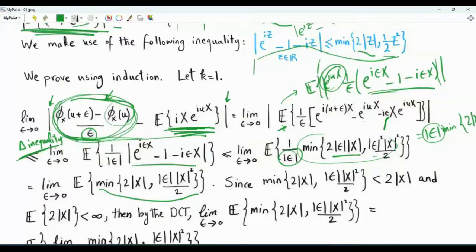This quantity here is a minimum, and so the magnitude of whatever is inside the expectation is upper bounded by either one of these two terms. So let's upper bound this minimum by 2 times the magnitude of x. What is the expectation of the upper bound?